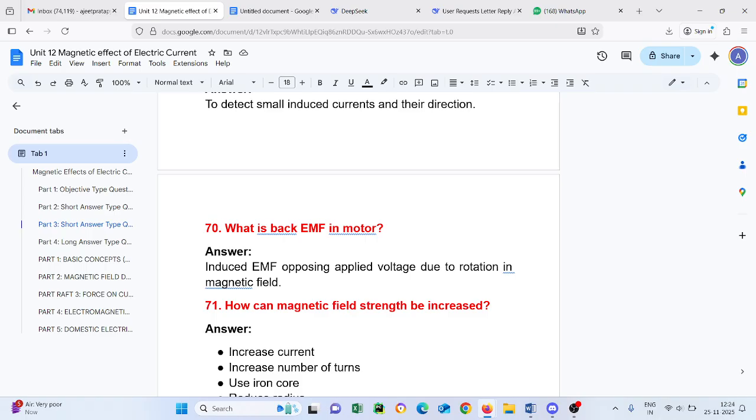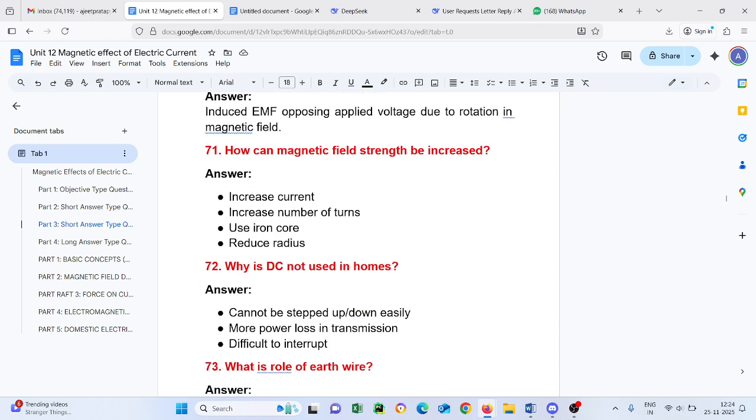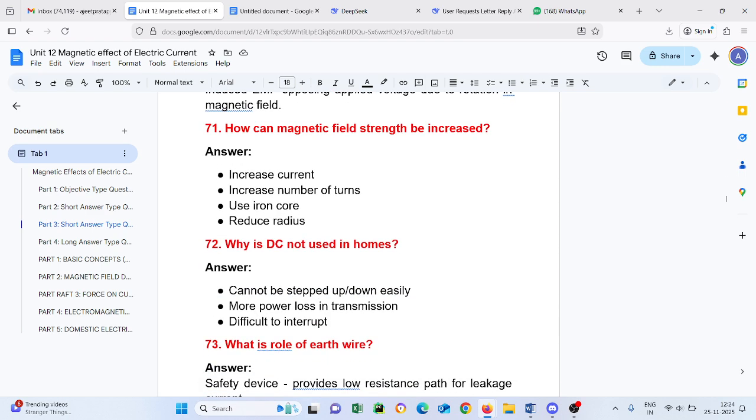Question number 71. How can magnetic field strength be increased? Answer: increase current, increase number of turns, use iron cores, reduce radius. Question number 72. Why is DC not used for homes? It cannot be stepped up or down easily, more power loss in transmission, difficult to interrupt.